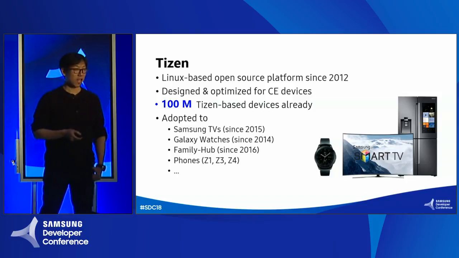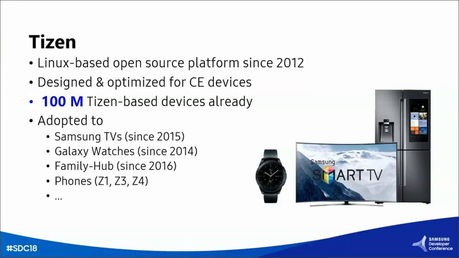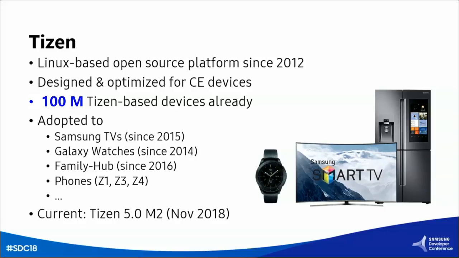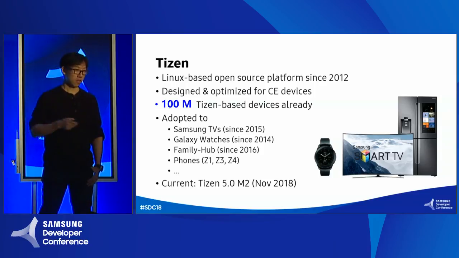Because Tizen is an open source project, all the effort we have made is available in the source Git repository at tizen.org. If you visit there, you can download source code and SDK, and you can put this platform on a Raspberry Pi. You can play with it. One update for you is that Tizen 5.0 Milestone 2 has just been released in November 2018. So please visit the website, download the SDK, and have fun with the new cool features.